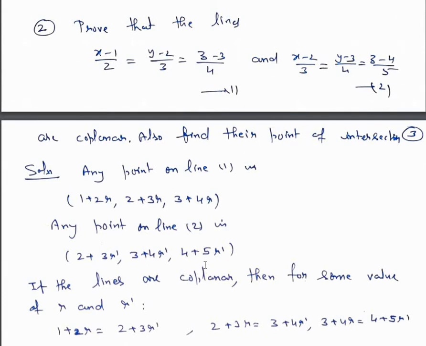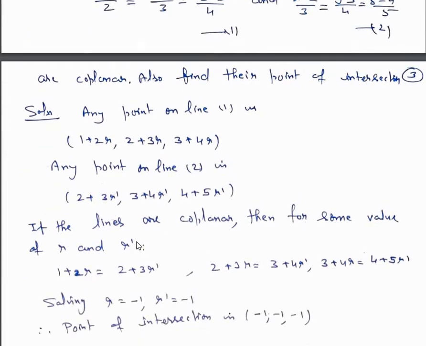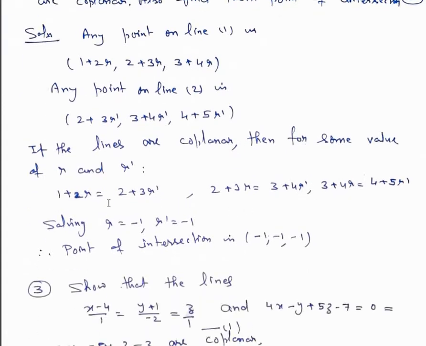So if these two lines are coplanar, meaning these two lines intersect, then for some value of r and r dash, 1 plus 2r is equal to 2 plus 3r dash, 2 plus 3r is equal to 3 plus 4r dash, and 3 plus 4r is equal to 4 plus 5r dash. Solving any two equations, we get r is equal to minus 1, r dash is equal to minus 1, which will satisfy the third equation. So put the value of r here or r dash here. So we get the point of intersection as (minus 1, minus 1, minus 1).